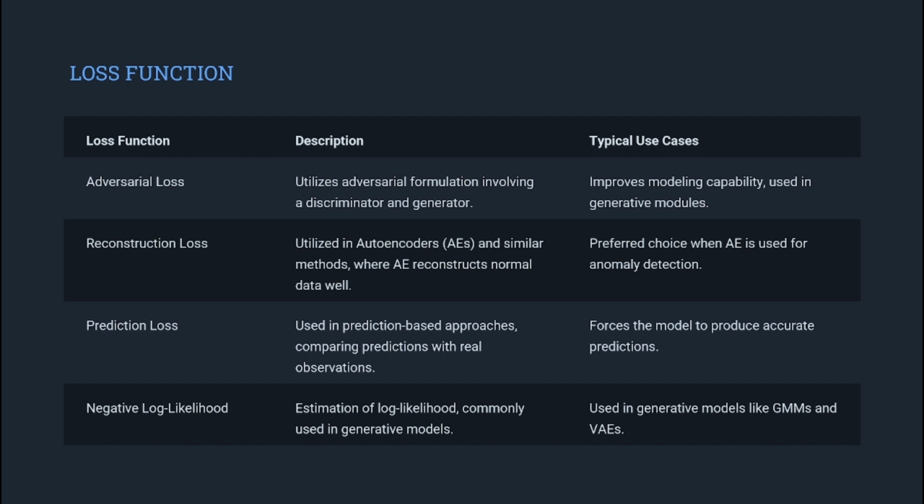Reconstruction loss is utilized in autoencoders and similar methods, where AE reconstructs normal data well. It is the preferred choice where AE is used for anomaly detection. Prediction loss is used in prediction-based approaches, comparing predictions with real observations. Whereas negative log likelihood is the estimation of log likelihood, commonly used in generative models.